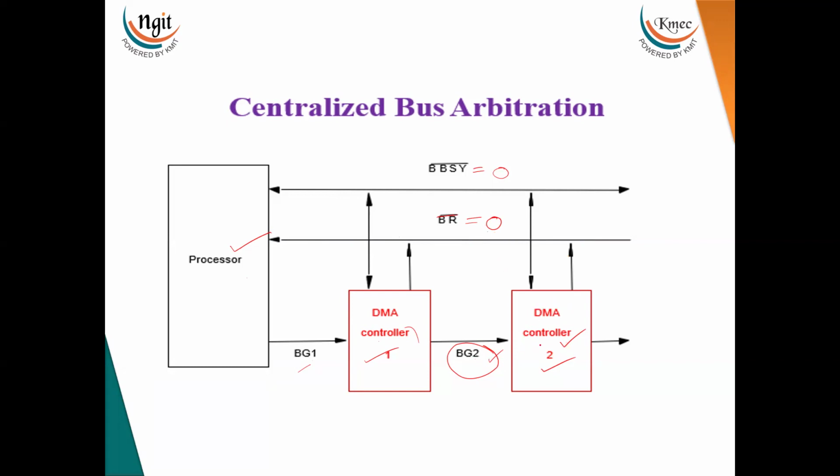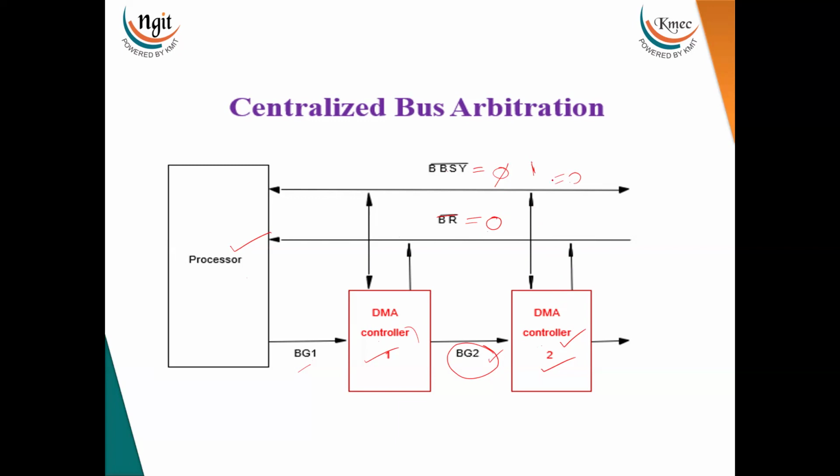After blocking bus grant 2, the bus busy becomes 1. Means what? The processor releases the bus busy signal, so it becomes 1. Now the bus is free. By then placing a 0 onto the bus busy, DMA controller 2 gets control of the bus.